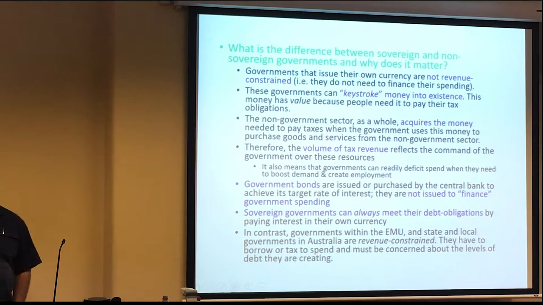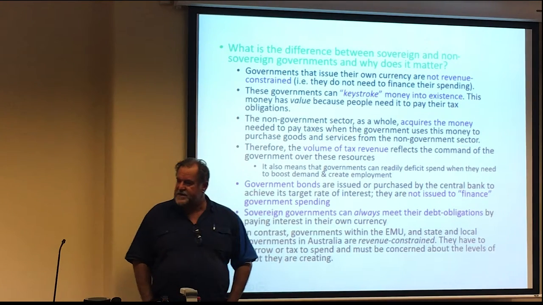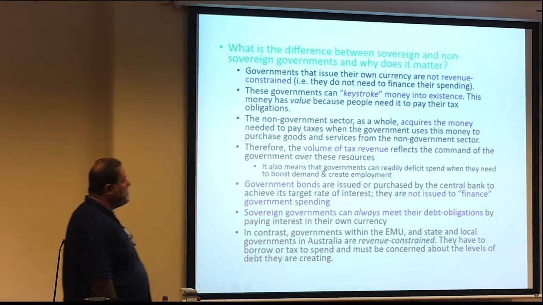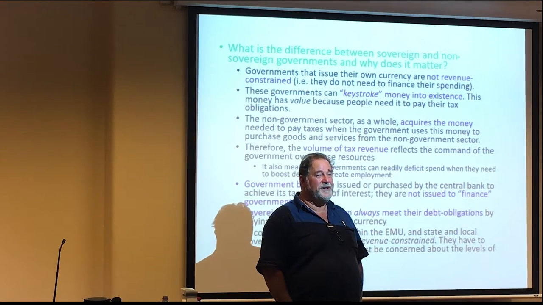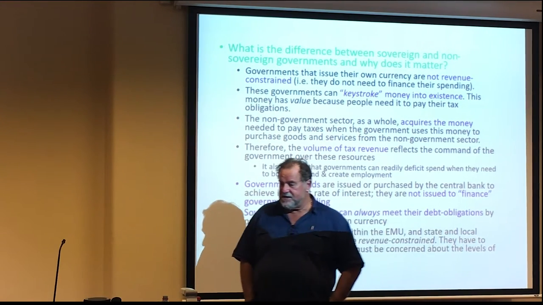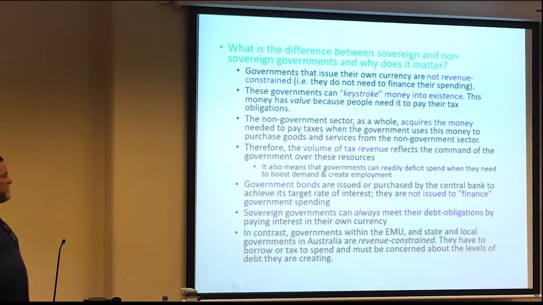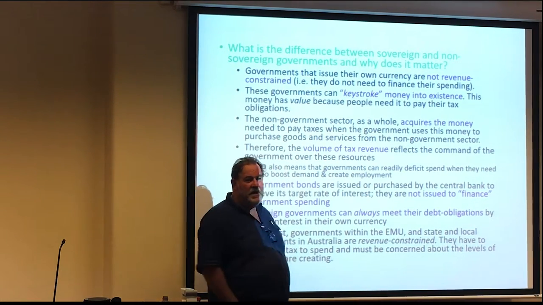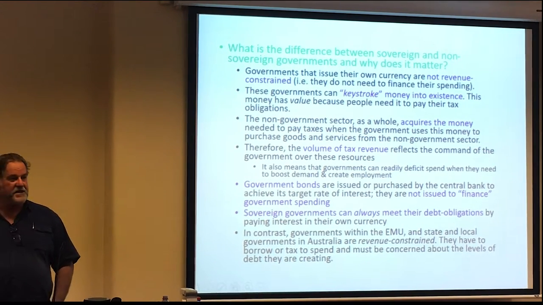So, let's come back to this distinction between sovereign and non-sovereign governments. Why is it important? Well, if governments issue their own currency, they're not revenue constrained. They don't need to finance their own spending. They keystroke their currency into existence as an electronic transaction. So why does that money, that virtual money, if you like, have value? The chartalist answer to that is, as we've seen, because people need it to pay their tax obligations.